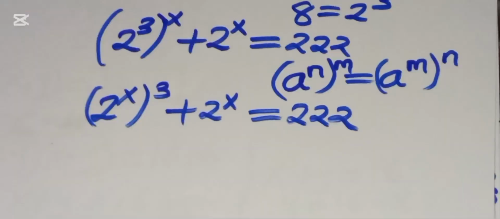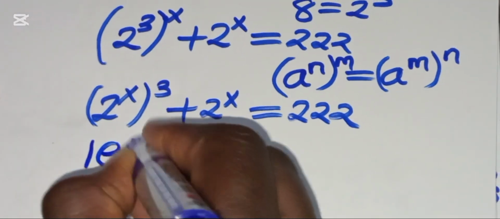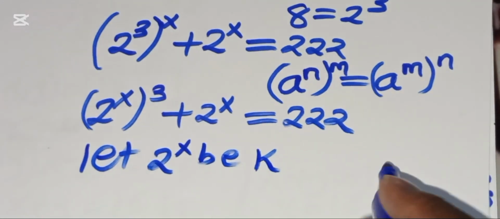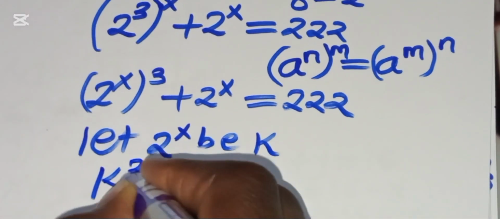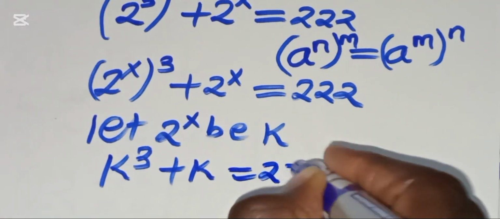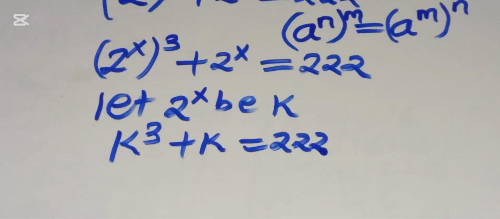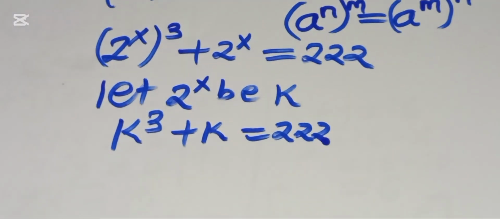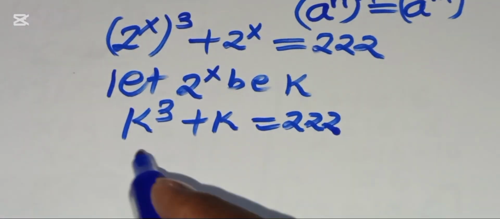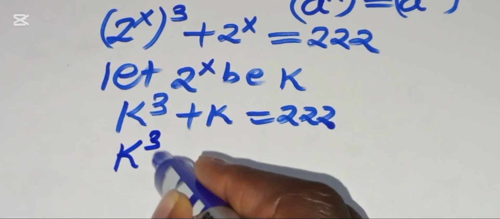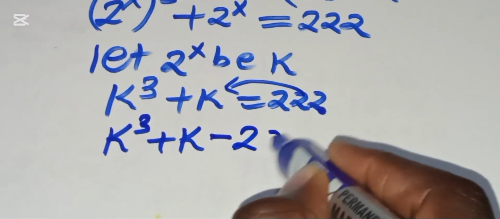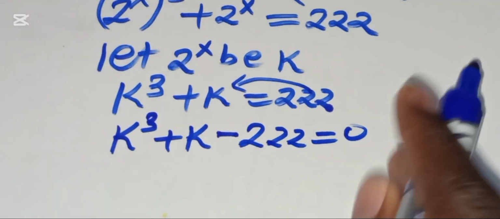Okay, now let's say let 2 raised to power x be k. Okay, we're going to have k raised to power 3 plus k. This is equal to 222. So we have let 2 raised to power x be equal to k, so that we say k cubed plus k is equal to 222, so that we're going to have k raised to power 3 plus k. You take this 222 to the left side, you are going to have negative 222. This is equal to 0.